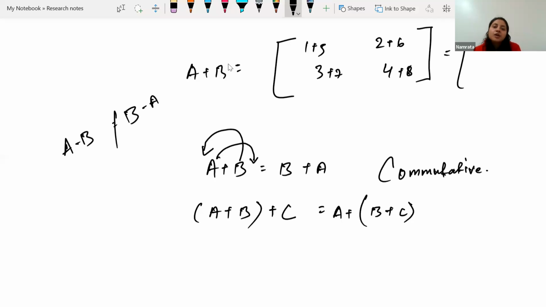So this type of MCQ question you can get. Matrix addition is commutative or not, or maybe a true-false question. This type of 1 mark question you can expect.